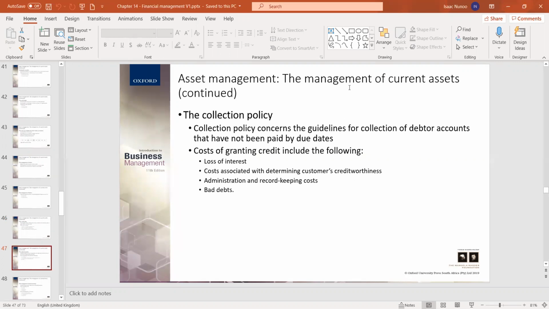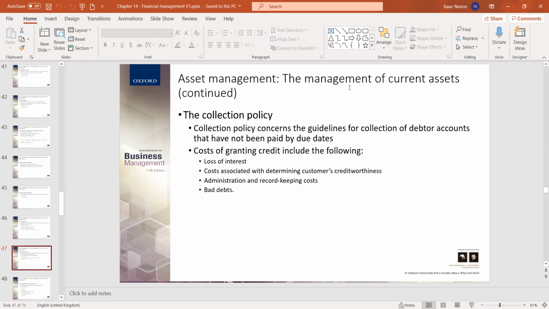That is, in terms of the collection, the interest that has been lost, the cost associated with determining customers' creditworthiness, and the administration. The cost of granting credit should include this, because once you give your money out, you don't have interest on that. That's why people tend to add interest when they are giving money out, so that it will cover that.